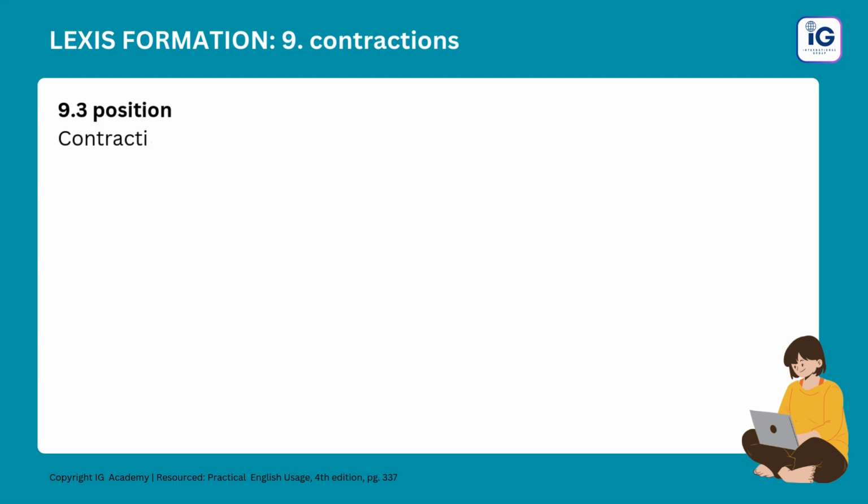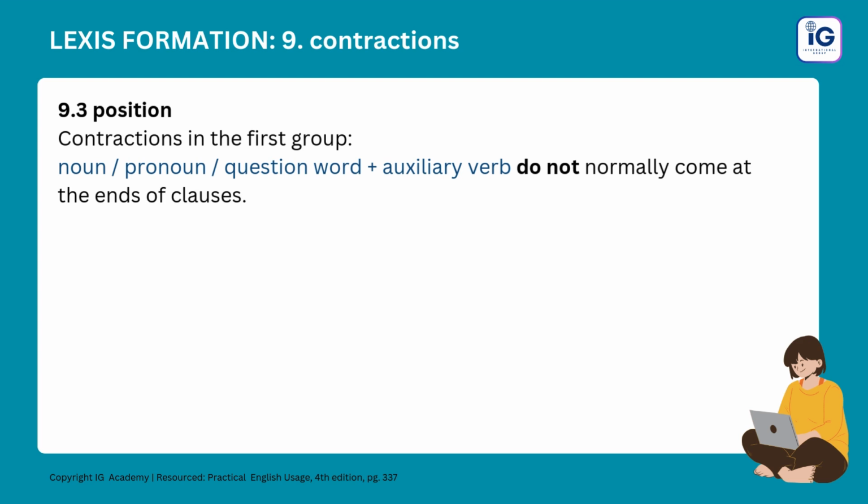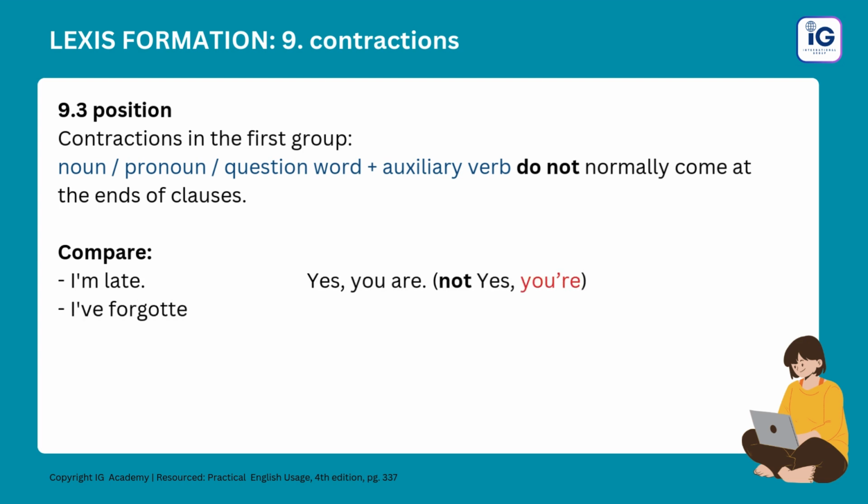9.3 Position. Contractions in the first group, noun, pronoun, question word plus auxiliary verb, do not normally come at the ends of clauses. Compare the following examples. I'm late. Yes, you are. I've forgotten. Yes, you have.